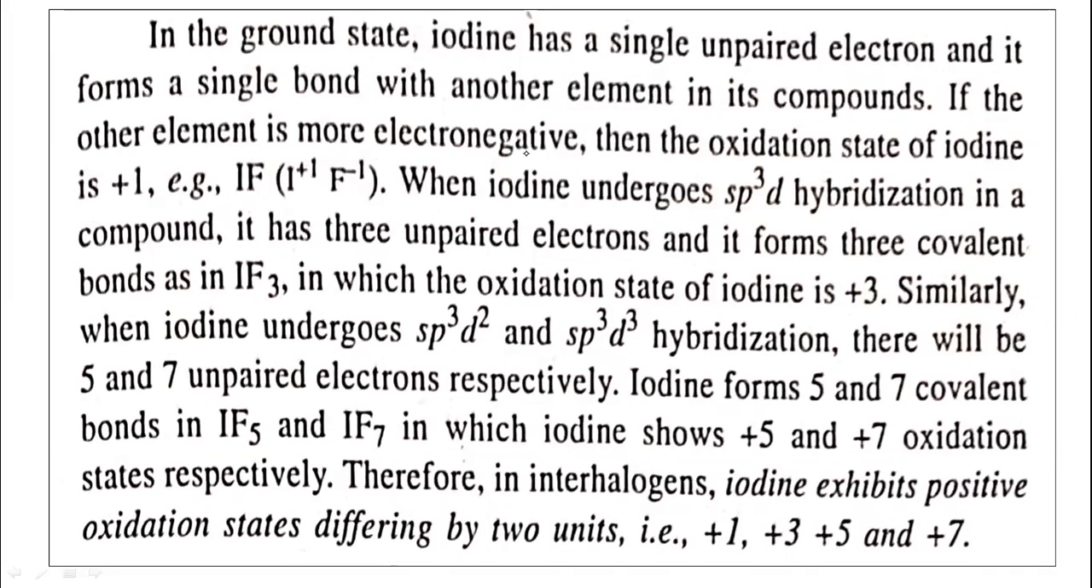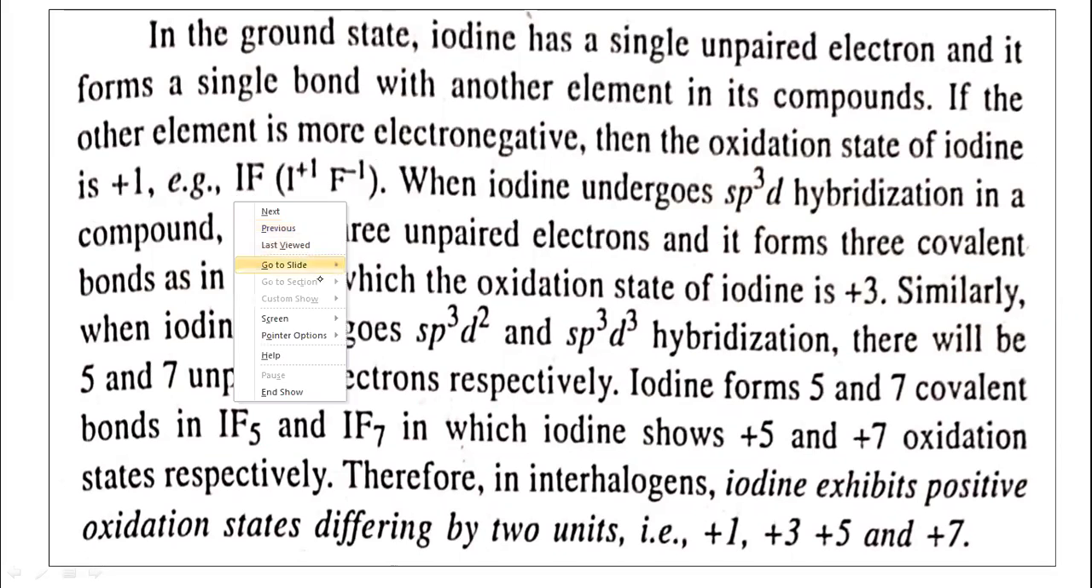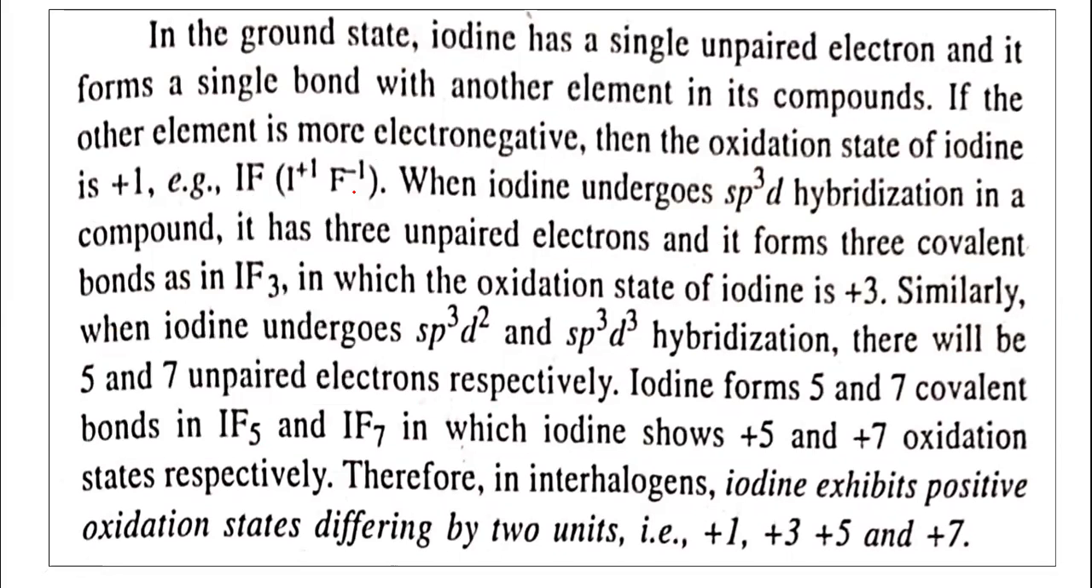If the other element is more electronegative, that is fluorine, there is a formation of IF, where iodine shows a +1 oxidation state and fluorine shows a -1 oxidation state, because fluorine is more electronegative. And when iodine undergoes sp3d hybridization in a compound, it has 3 unpaired electrons.